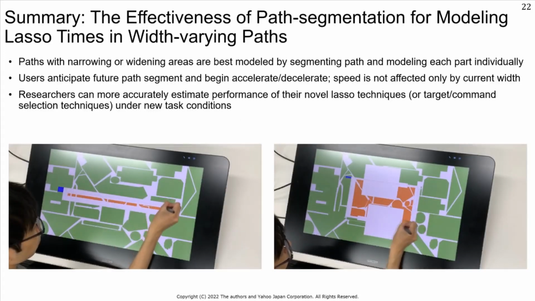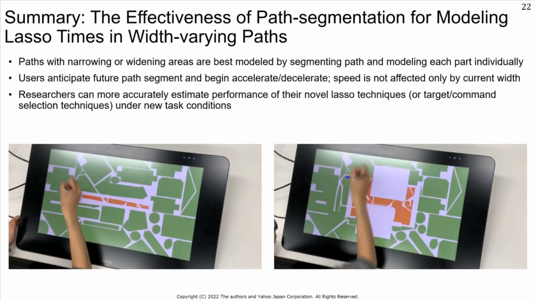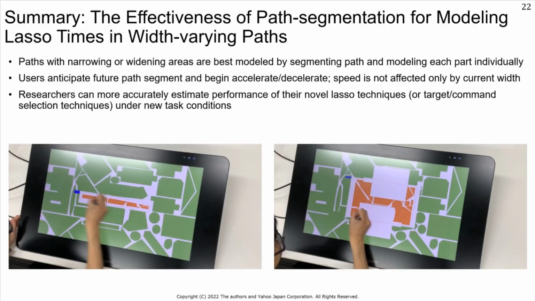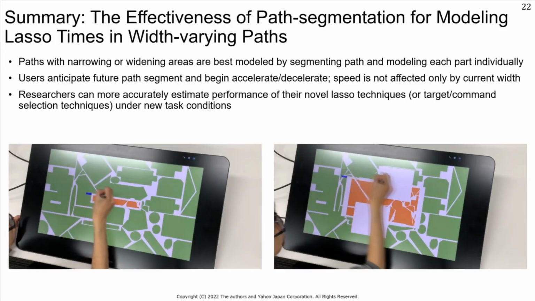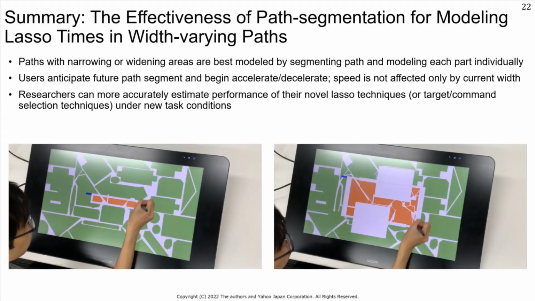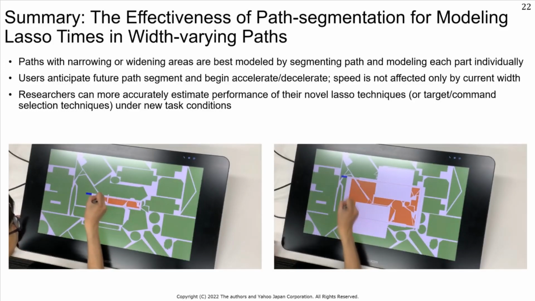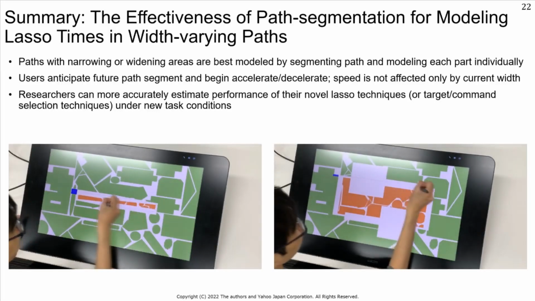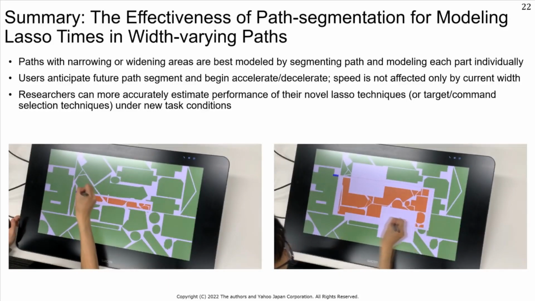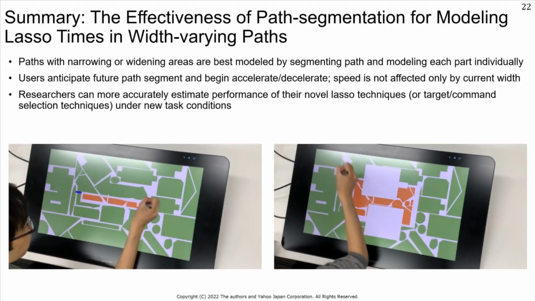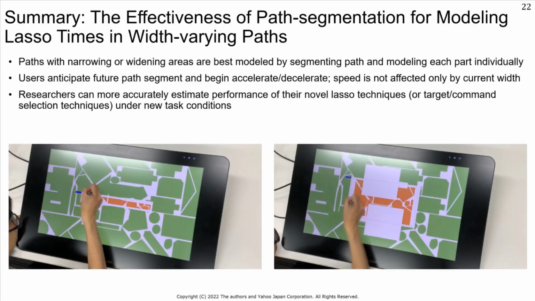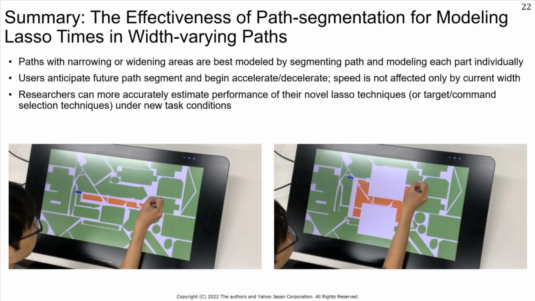The results supported our hypothesis that path segmentation is an efficient approach for movement time prediction. But the movement speed was not affected only by the current path width, because the participants anticipated a future path segment. Based on our results, researchers can more accurately predict the performance of their lasso techniques and command selection techniques under new task conditions. That's all.